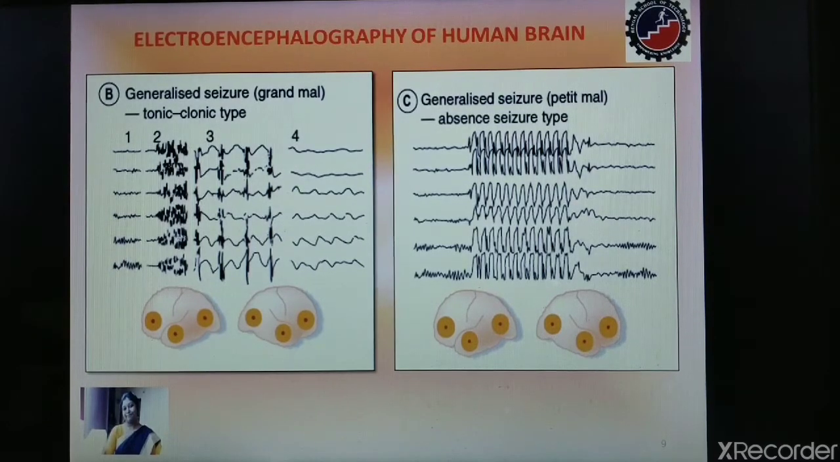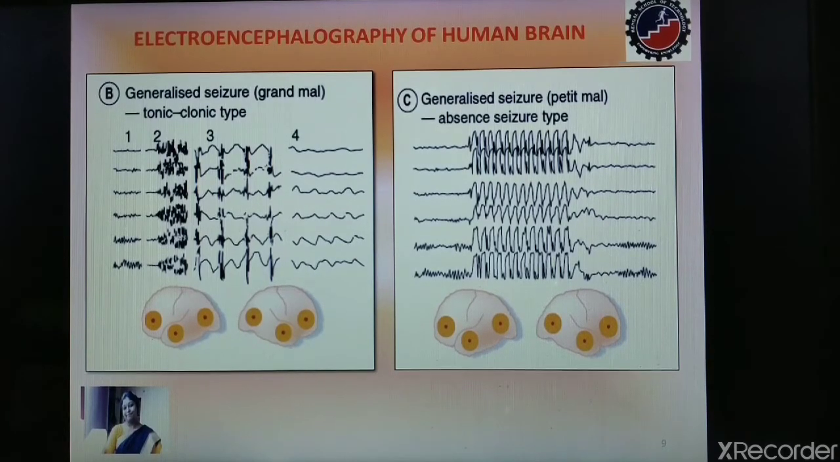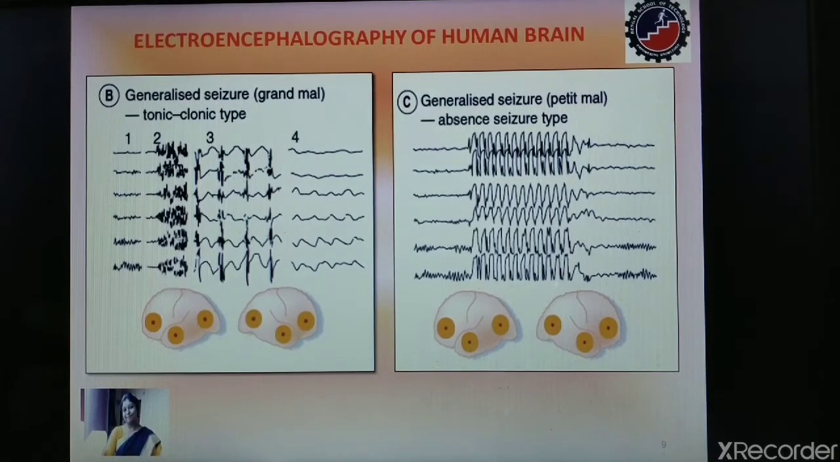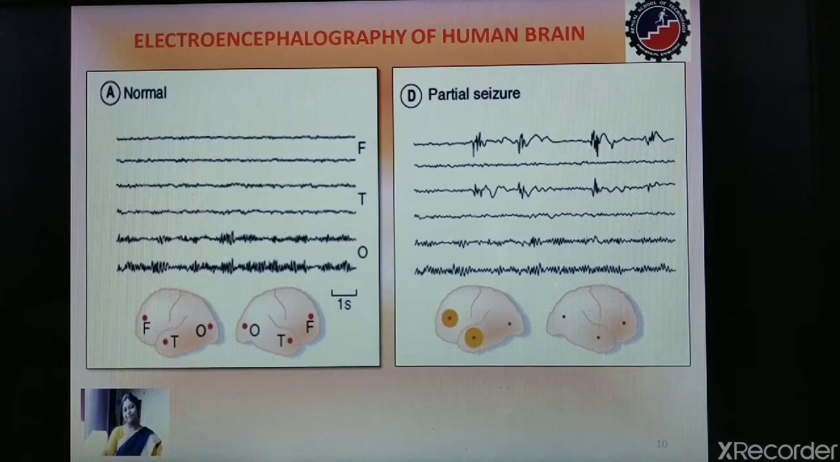The rhythmicity appears to be due to oscillatory feedback between the cortex and the thalamus, the special properties of the thalamic neurons being dependent on the calcium channels that they express. Well, with that, we can now differentiate a normal brain, a brain with a tonic-clonic type of seizure, and a brain with absence seizures. Now let us move on to the last segment of today's video, that is differentiation between a normal brain and that of a partial seizure brain.